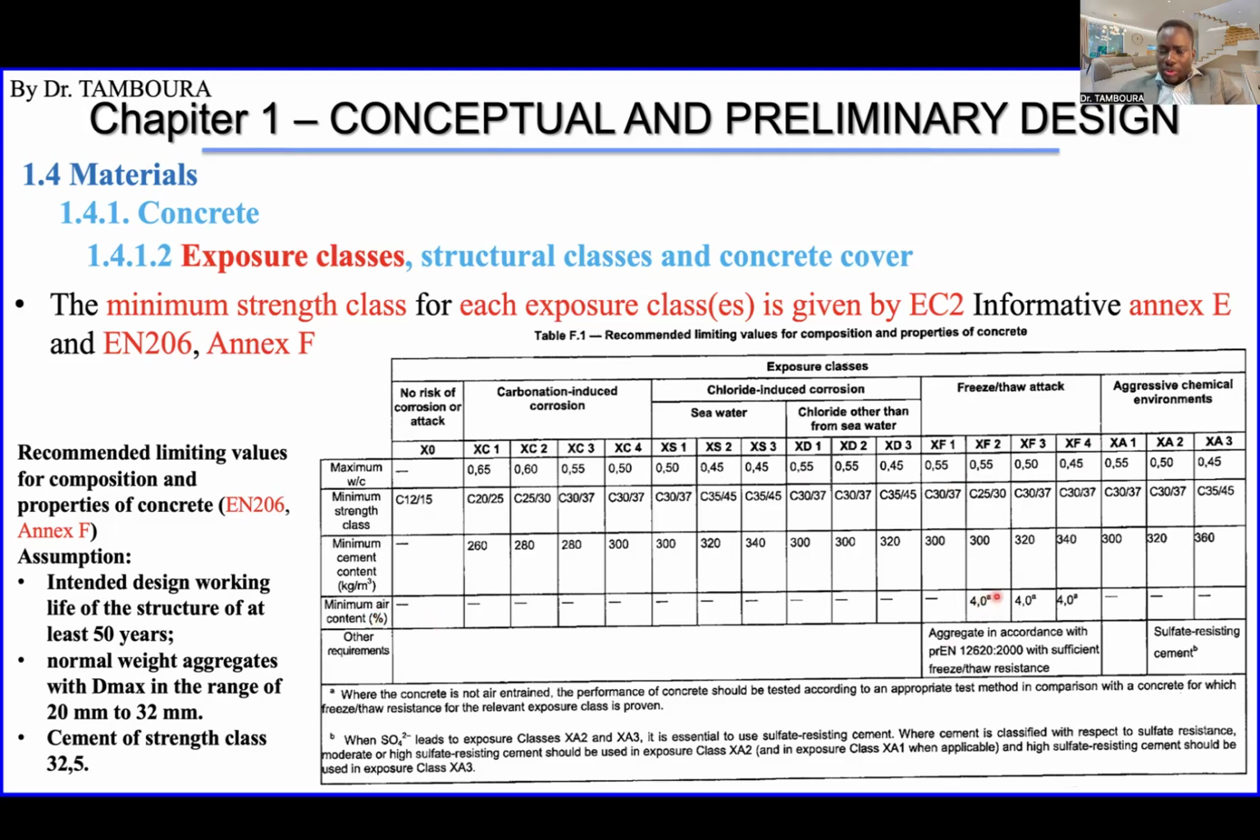So this value 4, 4, 4, it is written here. The concrete is not air entrained, where performance of concrete should be tested according to an appropriate test method in comparison with concrete for which freeze and thaw resistance for the relevant exposition class is proved. Okay. And you have also other requirements. It is not all, okay?